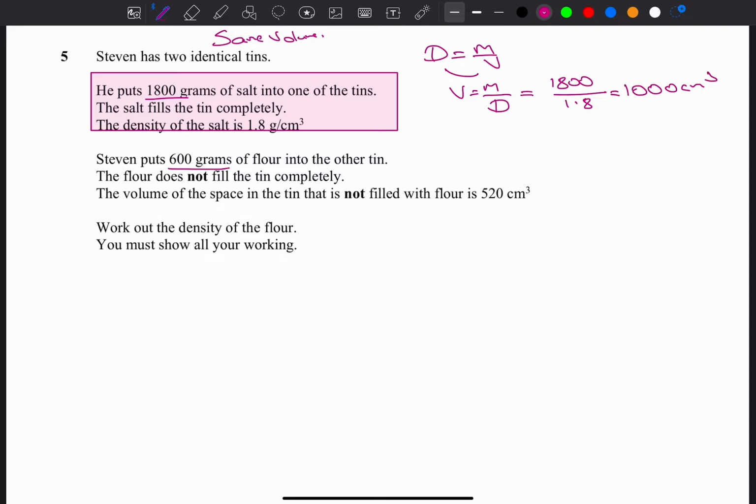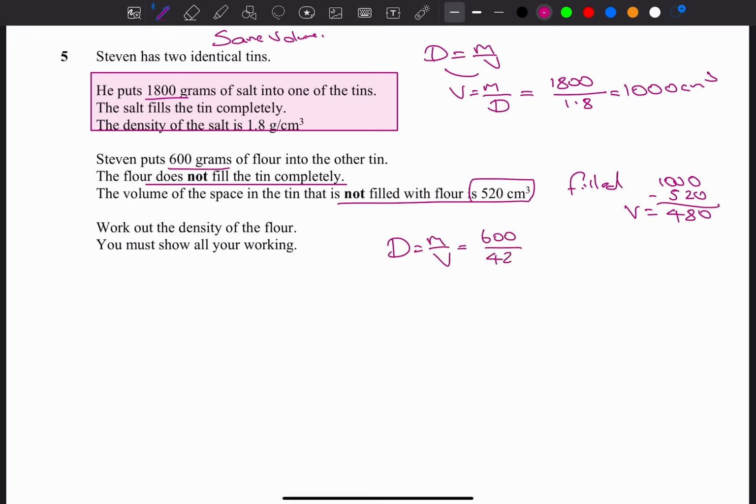But in here, she put 600 grams of flour. The flour doesn't fill the tin completely. The space that is not filled is 520. So how much is filled then? Filled would be the 1,000 take away the 520, which is 480 as the volume. They would like density. Density is mass over volume. The mass that they filled is 600 over the volume 480. 0 can cancel. That's 1.25 grams per centimeter cubed.